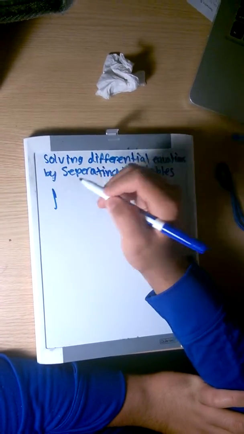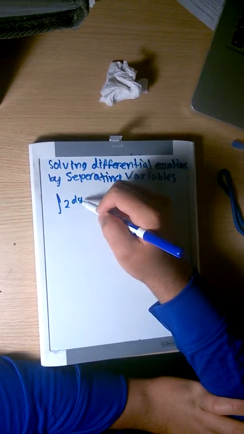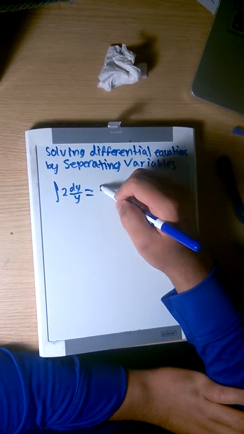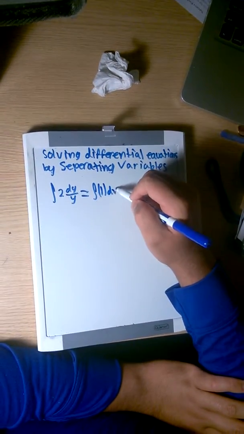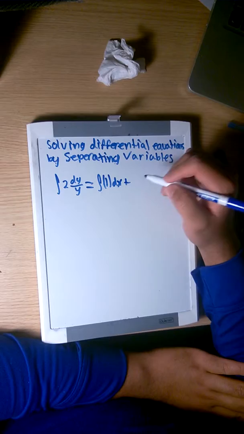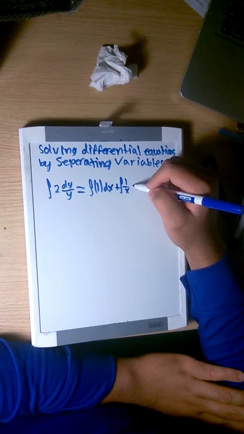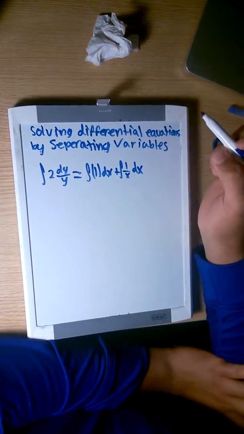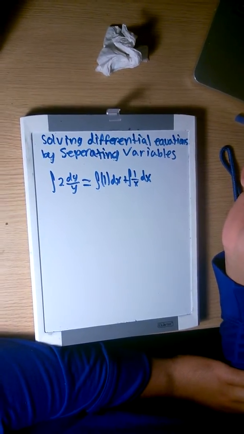So we'd write the integral of 2 dy over y equals the integral of 1 times dx. We can put 1 times dx, which is the same as dx, I just like putting the 1, plus the integral of 1 over x dx. Alright, now that we clean everything up, it's a lot easier to solve the differential equation.